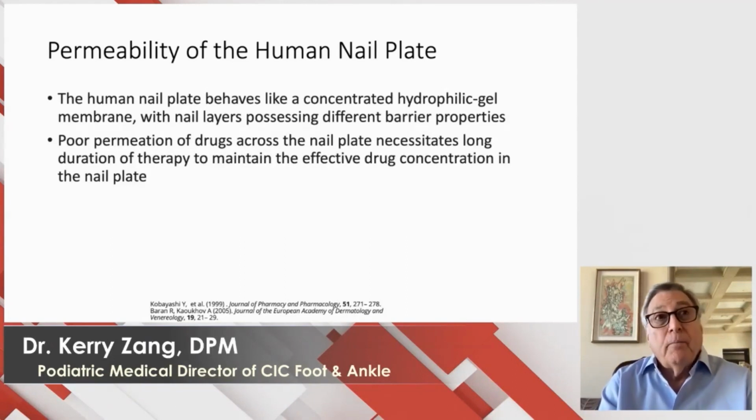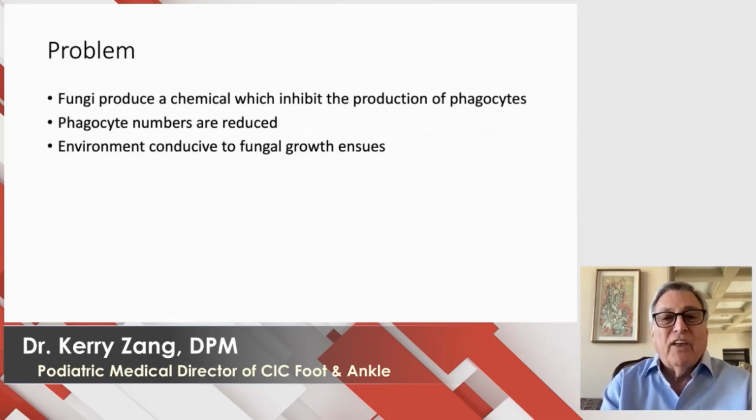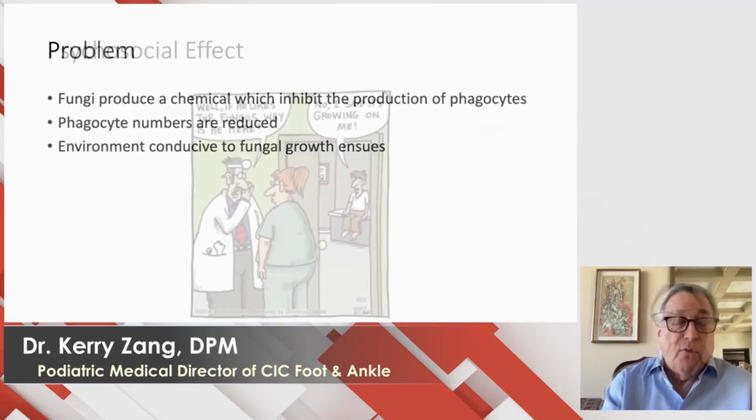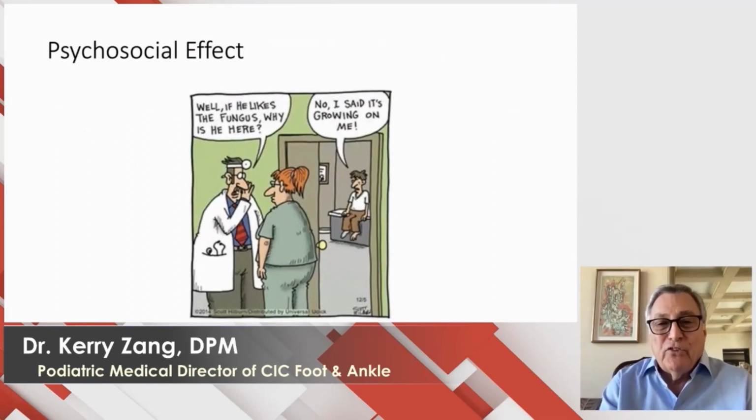And then also, for example, Jublia has FDA approval in the United States for treatment of onychomycosis, but they approved it with only a 17% success rate. So the problem is that the fungus produces a chemical which inhibits the production of phagocytes. This reduces the phagocytic numbers, and the environment is conducive to fungal growth. So it really is also a psychosocial disease as well as it is a medical disease.